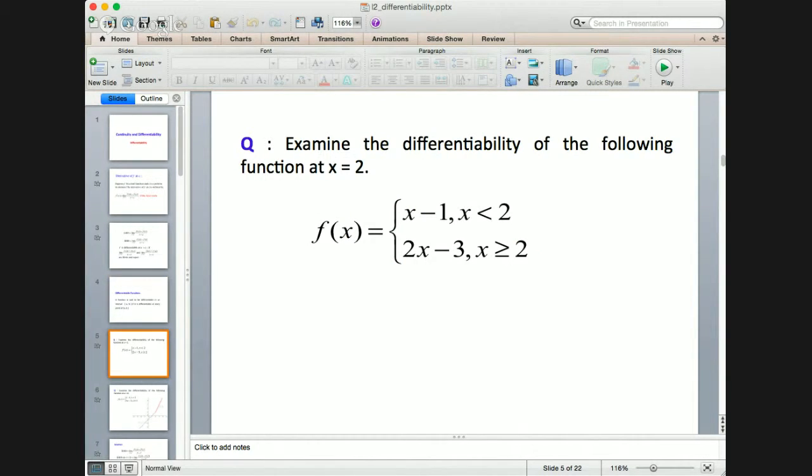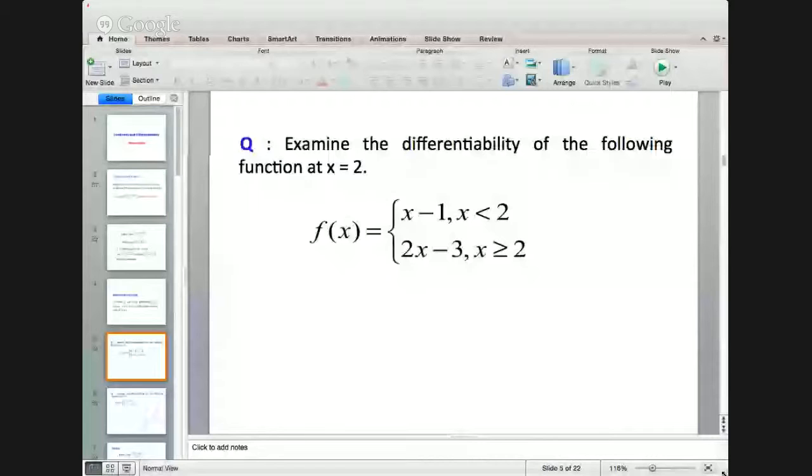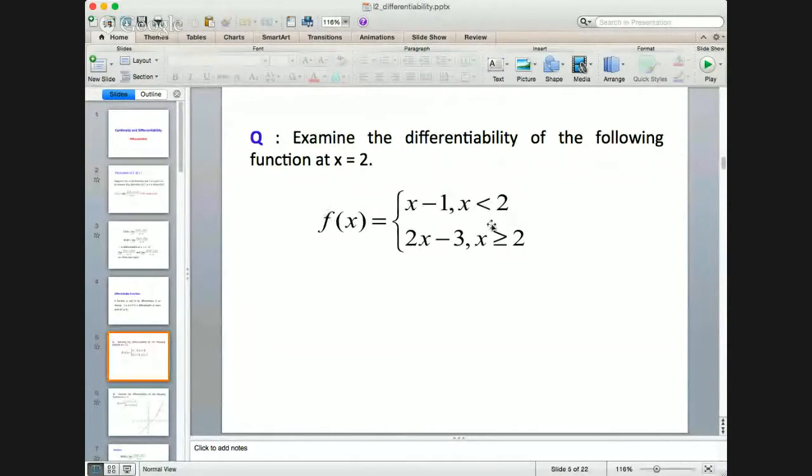Now, this is our very regular problem that you would be dealing with, and once you have mastered one, possibly you can handle any other question of a similar style. So here we are looking at: examine the differentiability of the following function at x equal to 2. Again, 2 becomes a point of interest because at 2 the behavior of the function is changing.